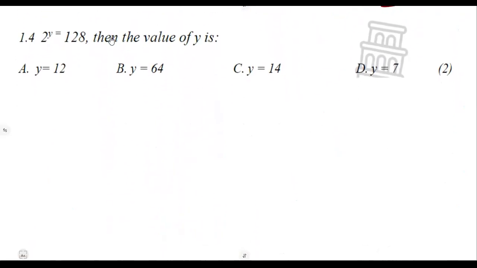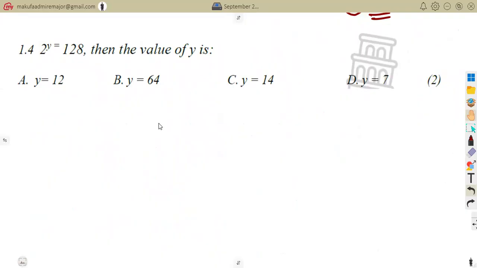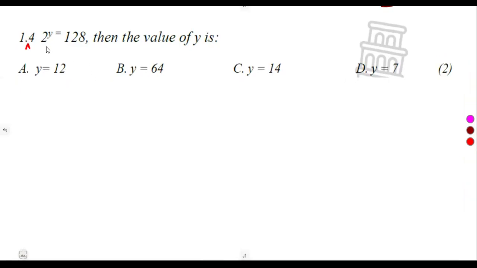Given this statement, then the value of y is what? From the given statement, what is going to be the value of y? Remember our exponents, guys. We dealt with exponents before. So this is what we are going to do. As we are to solve our exponents, we understand that if the bases are the same, 2 to the exponent of y is equal to 128. If these bases are the same, then the exponents are supposed to be the same.